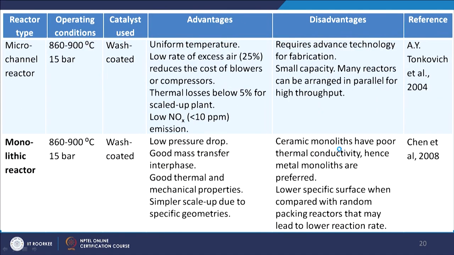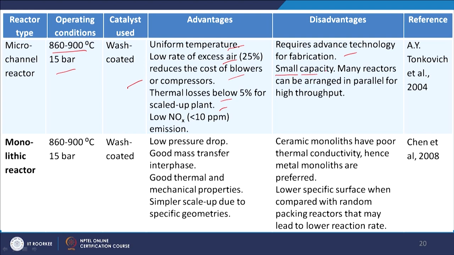Okay, then now you see microchannel, the temperature is given here, that is 15 bar and 860 to 900 degree centigrade, the wash coated catalyst, and uniform temperature, low rate of excess air reduces the cost of blowers or compressors, their requirement reduces, and then thermal losses below 5% for scaled up plant, and then it requires advanced technology. This technology is not very matured. Some plants have come up and it is still in development stage, and it is having small capacity also, and many reactors can be arranged in parallel for high throughput.